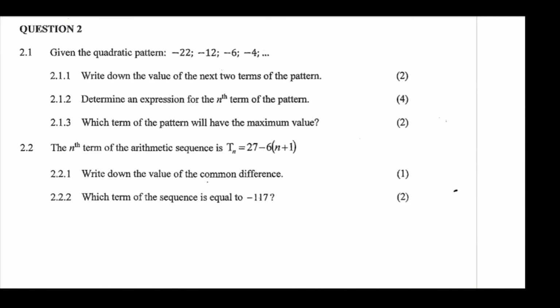So now looking at question 2, 2.1 says that given the quadratic pattern of minus 22, minus 20, minus 12, minus 6, and minus 4. So in 2.1.1, we are asked to write down the next two terms of the pattern. So we need to find the next two terms of the pattern.